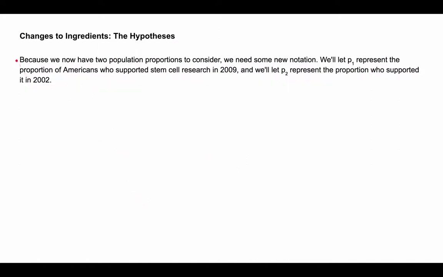Now, if we want to make some sort of deduction about how likely it is that it went up, we need to change all these ingredients of our hypothesis testing, and the first thing we're going to change is the hypotheses. So we now have two populations to consider, and we need notation to start our hypothesis test. We're letting p1 represent the proportion of Americans who supported stem cell research in 2009, and p2 represent the proportion who supported it in 2002.